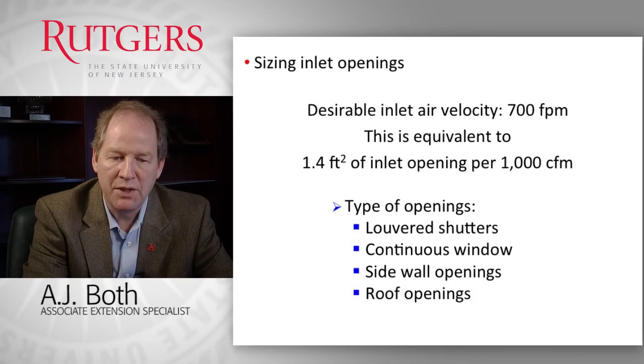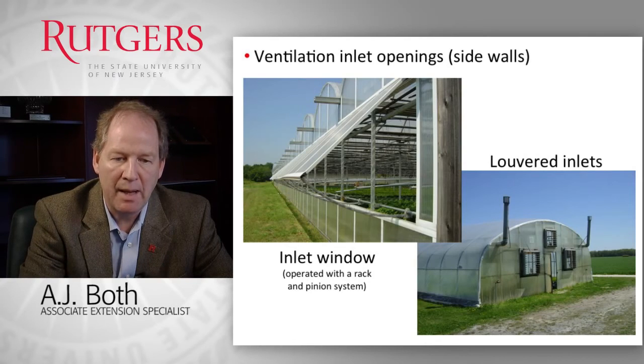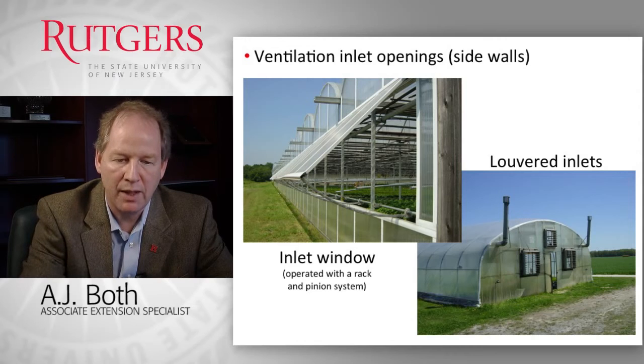There's different types of openings that we use. We can have louvered shutters, we can have continuous windows, we can have sidewall openings, and we can have roof openings. Here you see an example on the upper left-hand side of a sidewall window that opens up. This one is not screened. Or you can see on the lower right-hand side a picture of a set of louvered inlet openings. So in both cases, the fans are not visible in these pictures, but are installed in opposite end walls. And then as soon as the fans come on, the windows or the louvers open up to allow fresh air to come into the greenhouse.